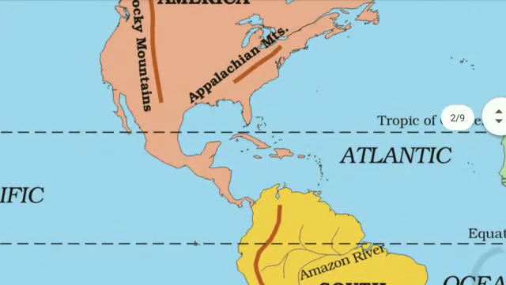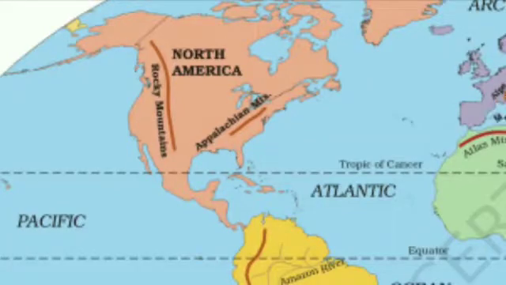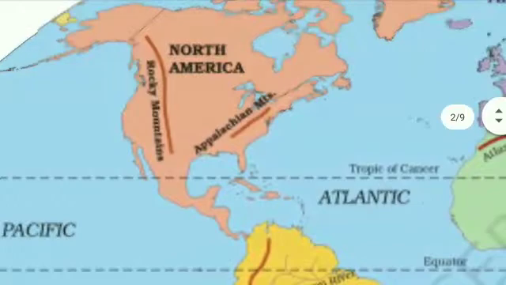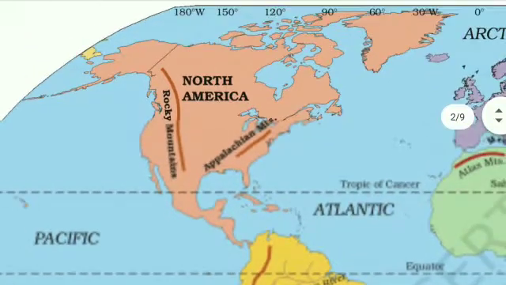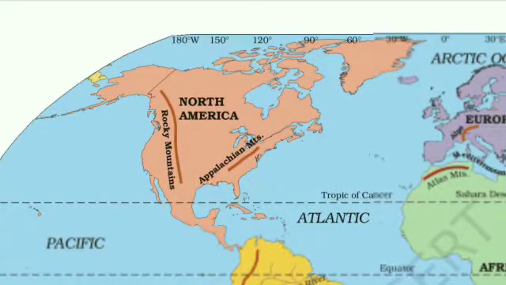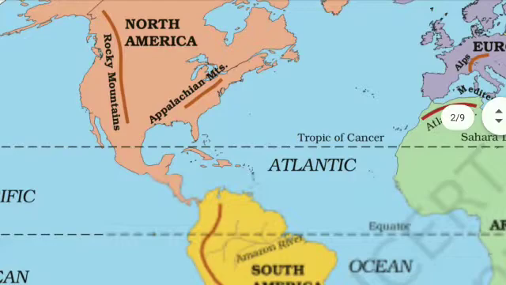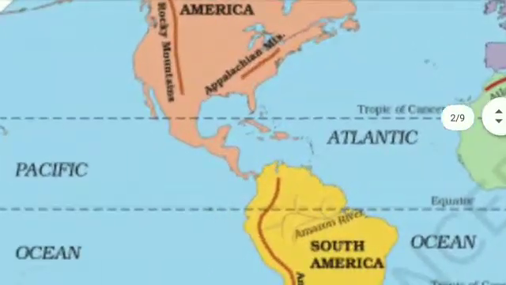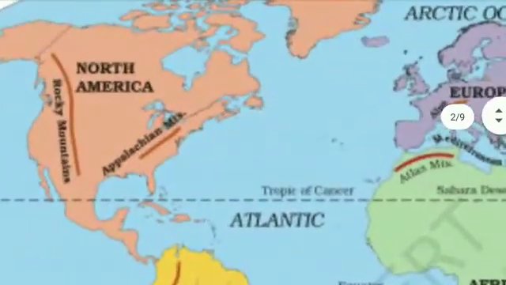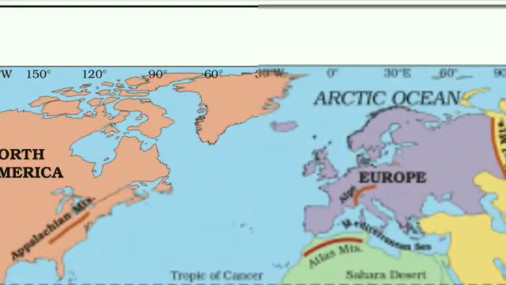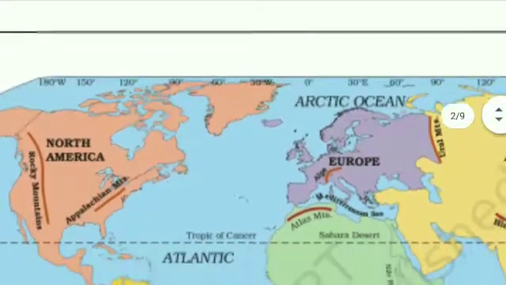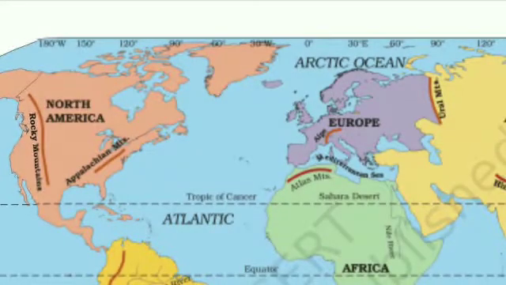North America lies in the northern hemisphere and western hemisphere. North America is surrounded by three oceans, namely the Atlantic Ocean, the Pacific Ocean and the Arctic Ocean.